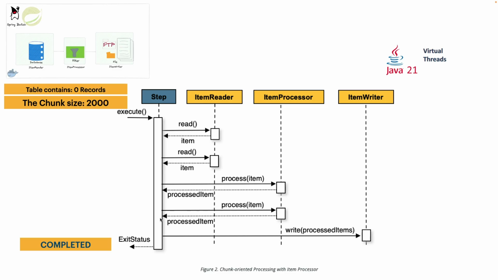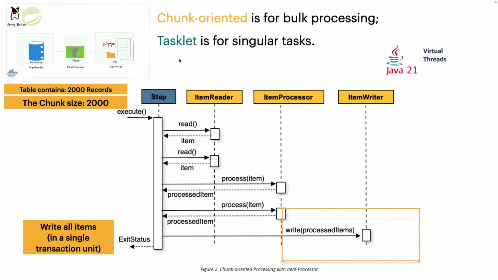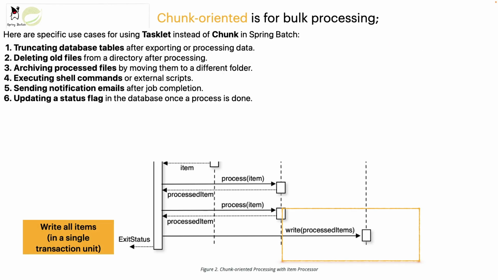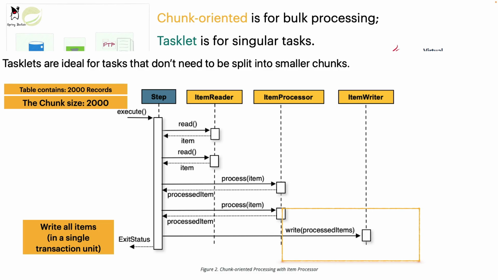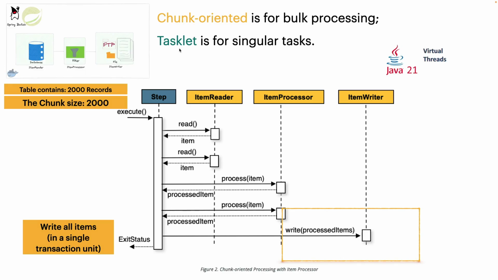So let's suppose that we want to use another approach. The other approach is the tasklet. The tasklet is for singular tasks. The tasklet is a single unit of work. It processes data in one step. Typically, for example, when we need to do some operation on our files, for example, after we process, we are going to clean up our directory, or we are going to remove some files, okay? This is the best use case where we can use the tasklet approach. You just have to understand these two concepts, chunk-oriented and tasklet. So far, so good, guys.